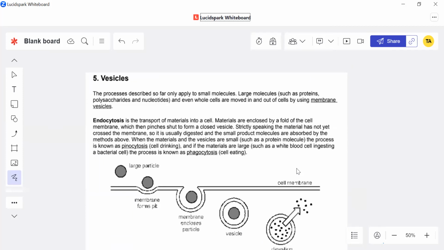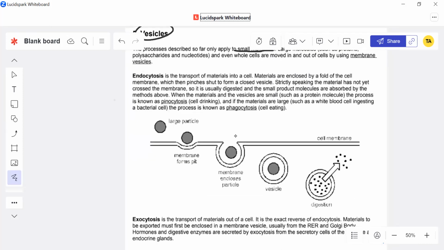The processes described so far only apply to small molecules. But if you want to transport large molecules or large substances like proteins or nucleotides, you will transport these through membrane vesicles, right? And there are two types of transport involving vesicles, endocytosis and exocytosis. Endocytosis is the transport of material into a cell. Material is enclosed by a fold of the cell membrane, which then pinches shut to form a closed vesicle. This is how you form vesicles.